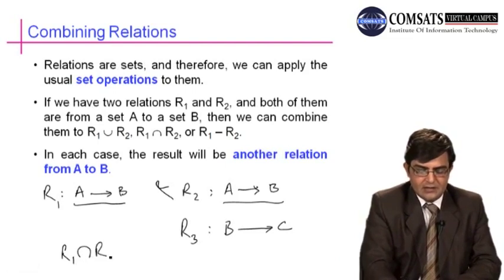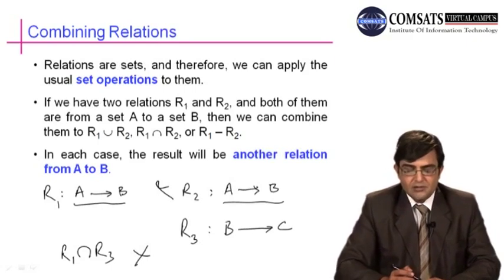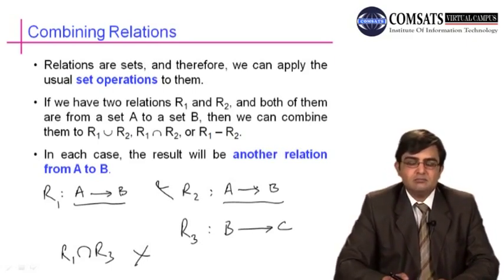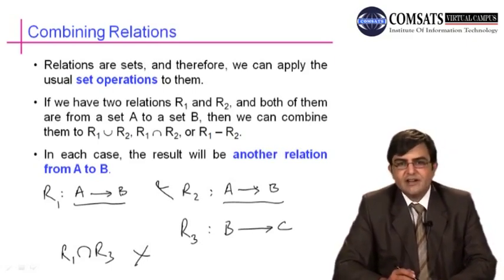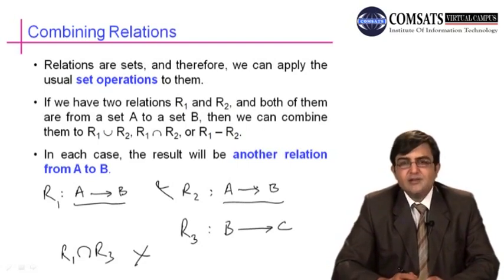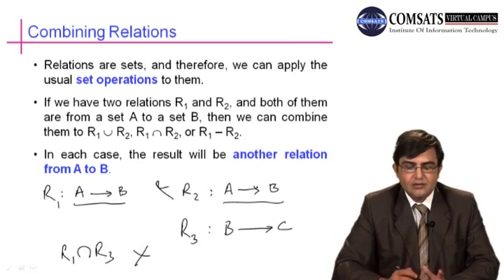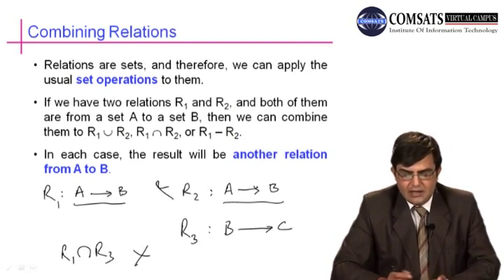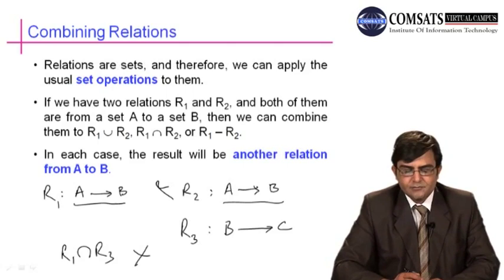R1 intersection R3 is not possible. This is not possible because R1 is defined on some sets and R3 is defined on some other sets. So we cannot take intersection, union or subtraction of any two relations which are defined on different sets. So to take union, intersection, subtraction and other properties of sets, all the relations must be defined on the same sets.